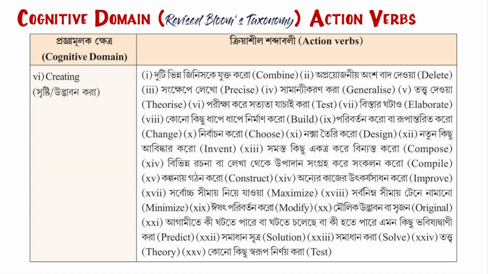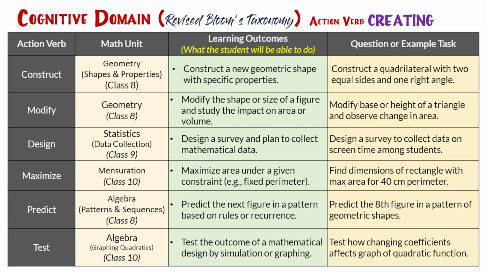Finally, the action verbs related to creating are combine, delete, precise, generalize, theorize, test, elaborate, build, change, choose, design, invent, compose, compile, construct, improve, maximize, minimize, modify, original, predict, solution, solve, theory, test, etc. Here, these are some of the examples of how to select learning outcomes following the action verb creating.